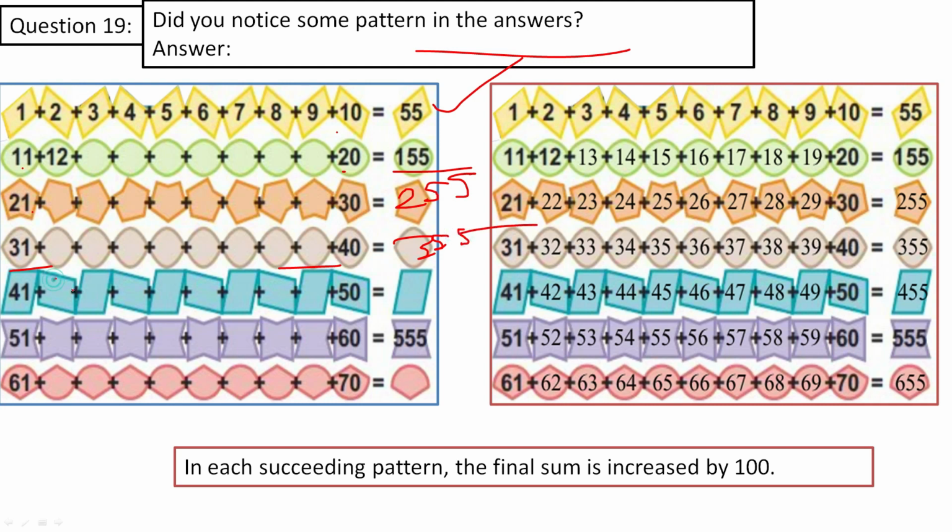So 41, 42, 43, 44, 45, 46, 47, 48, 49, 50, if you add, you will get 455. Then the next answer is given, 555. Last is 655. Here you see the succeeding pattern. The final sum is increased by 100 in each case. 55 plus 100 is the next number, 155 plus 100. Like that you are getting the pattern.